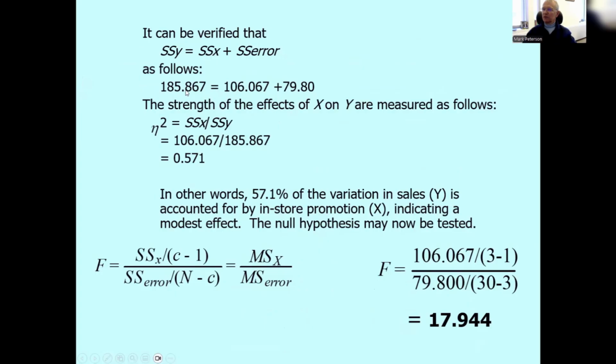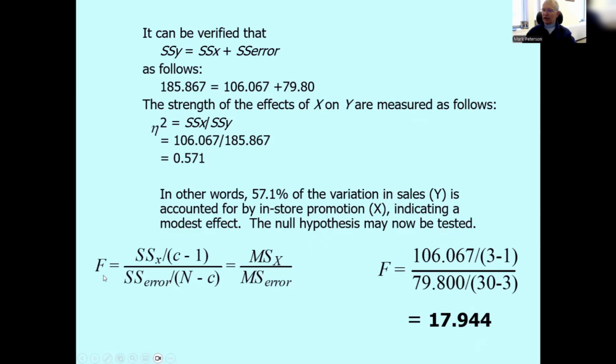Here our sum of squares Y was computed initially as 185.867. You compute the sum of square errors, and then the residual term is 106.067. To get this eta squared relationship, to understand the relationship of sum of squares X to sum of squares Y, we get 106.067 divided by 185.867, and that's 0.571. So in other words, 57.1% of the variation in sales, or the Y variable, is accounted for by in-store promotion, that grouping variable X, and it's a modest effect.